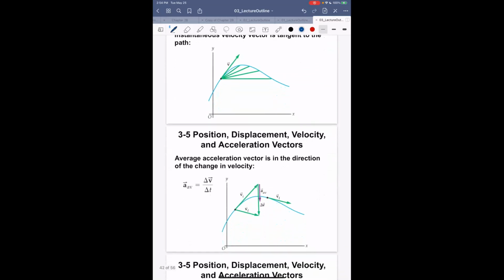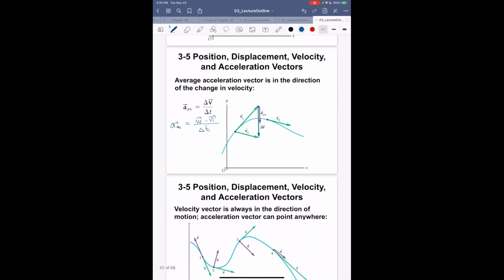Now we can say the same with velocities. With accelerations, the acceleration is the change of velocity with time. Then I will say here, a average is going to be V final minus V initial divided by time. Then the vector delta V is going to be from Vi to V final, and it's the same direction as the acceleration, because again the time is a scalar.